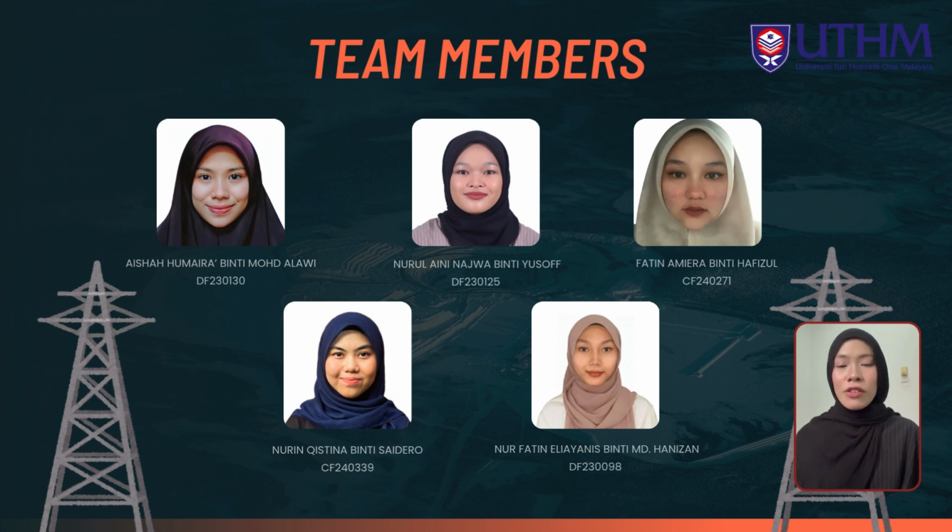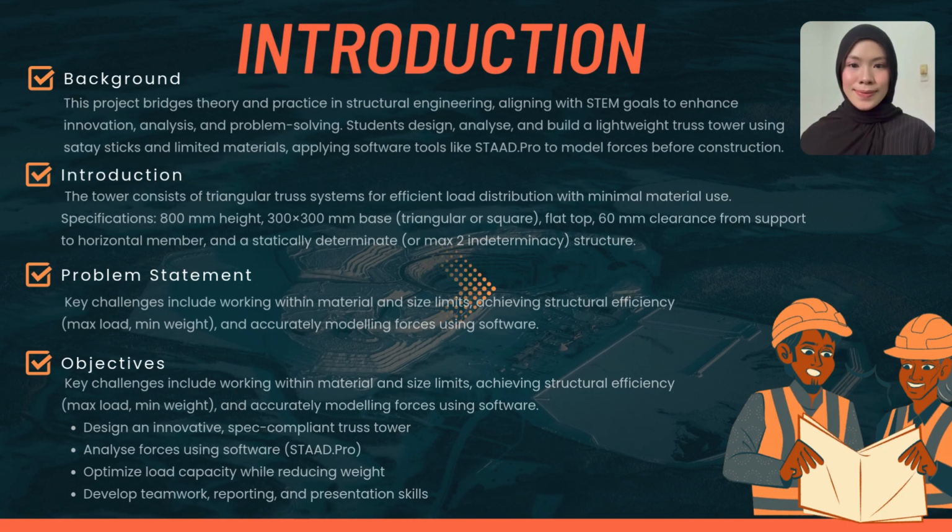Our group consists of 5 members: Aisyah Humaira binti Muhammad Alawi, which is me, Nur Aini Najwa binti Yusof, Fatin Amira binti Hafizul, Nurin Kristina binti Saidero, and Nur Fatin Ilianis binti Mat Harnizan. Together, we work on designing, analyzing, and constructing the Truss Tower, while also sharing tasks like software modeling, documentation, and presentation. This project aims to connect theory with practice in structural engineering.